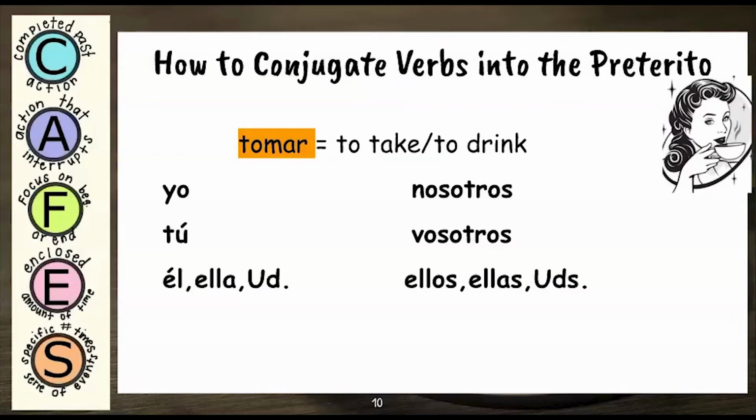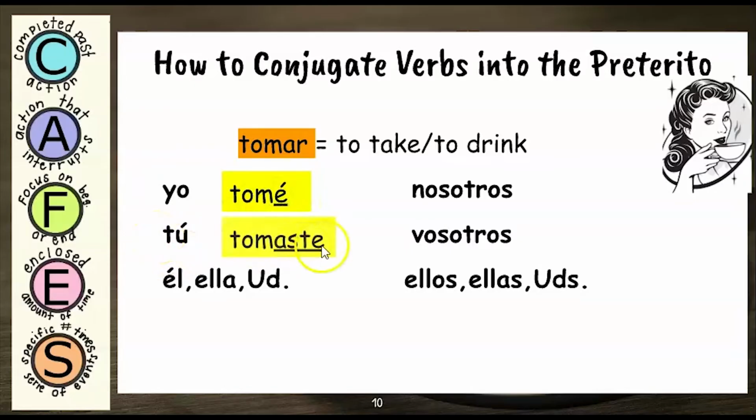So now we're going to look at the conjugations. Remember, conjugation is just a fancy word for taking the infinitive, the root word, and changing it so that it matches the subject, whoever it is that we're talking about. So if I'm talking about myself, tomar is to take or to drink. So what I'm going to do, remember the first step is to take off the last two letters and add the appropriate ending. In this case, the ending is é. Yo tomé.